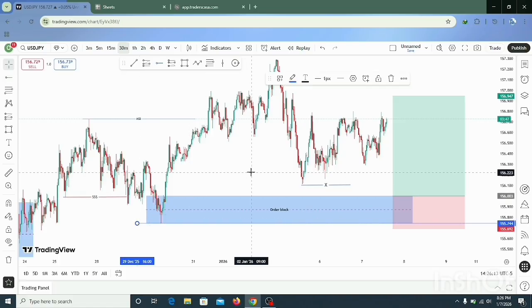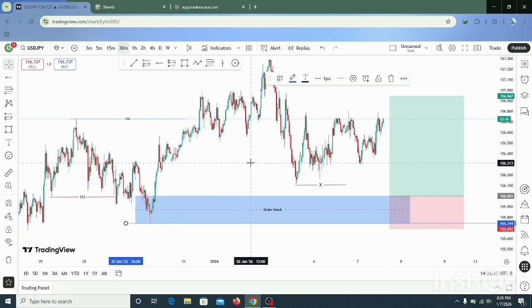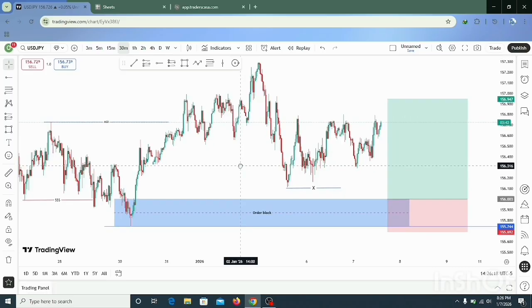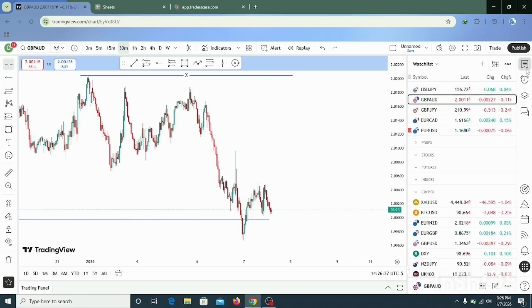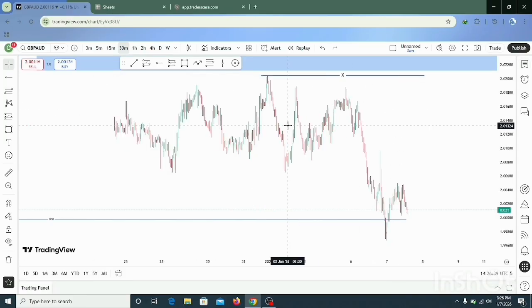So guys, yeah, this is what you have on USDJPY. This is what you are waiting on USDJPY. A clear buy setup here on USDJPY, and I'm going to be waiting for confirmation. So with this done, let's go straight to the second and last pair we are going to be analyzing in this video.